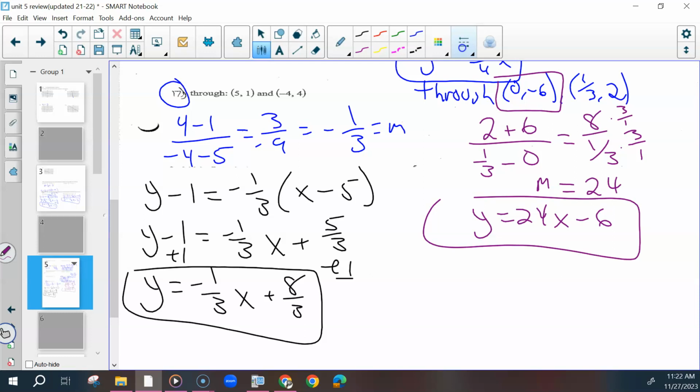Questions on any of the ones we've done so far? Yes. So anything that's like 0, 6 for the y-intercept. Yes, so you don't have to do the work, you still can. You don't have to. But yes, the y-intercept is already given, as long as the 0 comes first. If it's like 5, 0, then lucky. Okay, on to the next page.